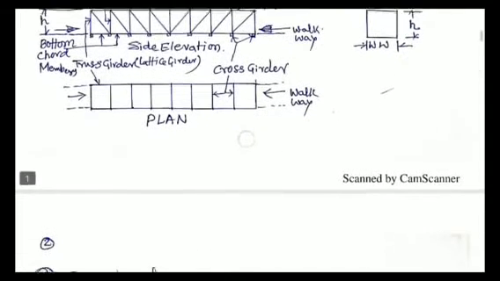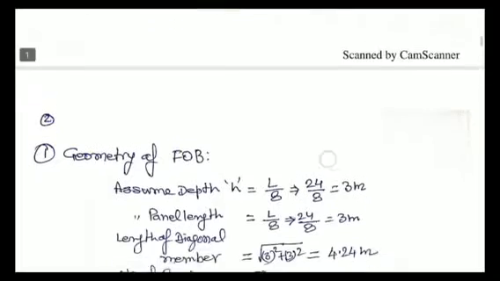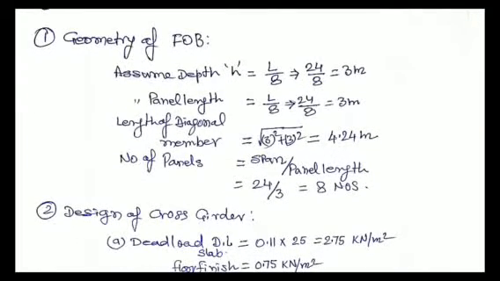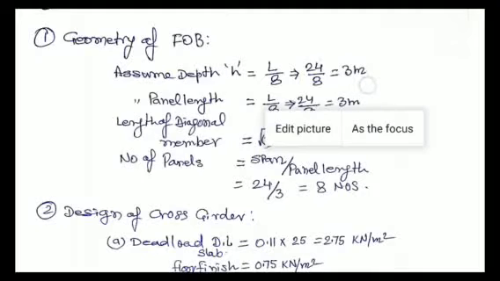So first of all, geometrical design of the foot over bridge. What should be the geometry? We will decide it. Assume depth H of the foot over bridge equal to L by 8. Here span is 24 meter, so the height H is 3 meters.